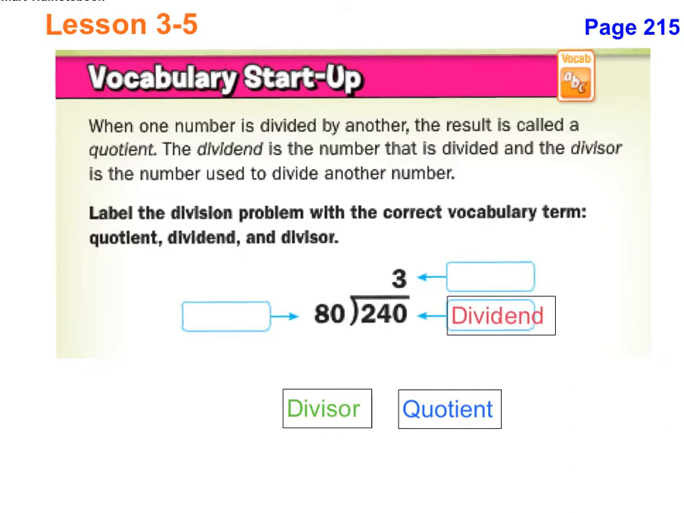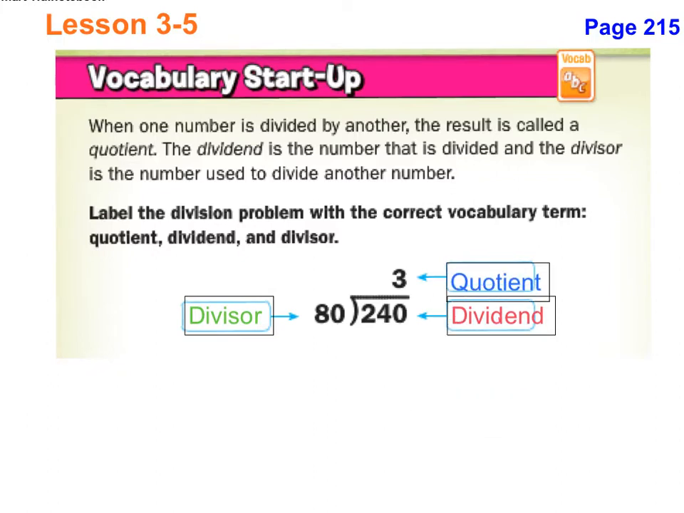And you take the dividend and you divide it by the divisor. That's the second number in a division problem, and it goes outside of the division symbol. And then the answer that you get is called the quotient. Make sure you label that in your math book. And I'm going to try to use those words. Dividend, divide by divisor, equals quotient.